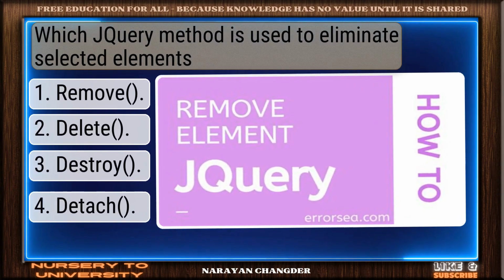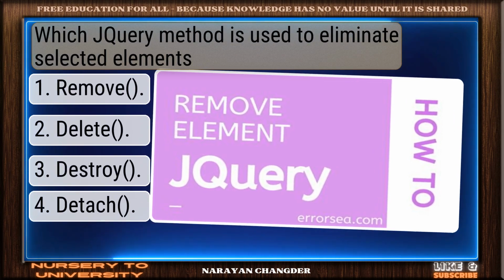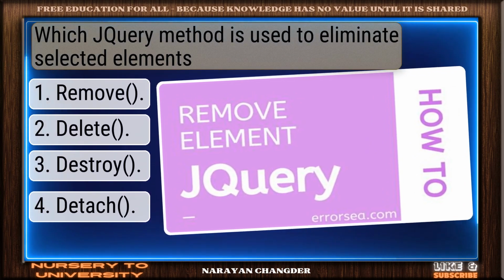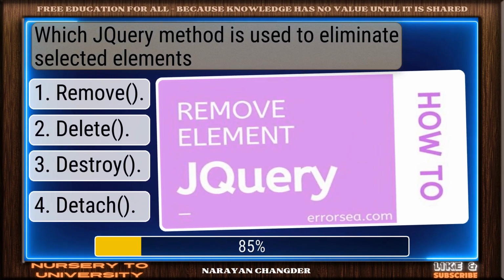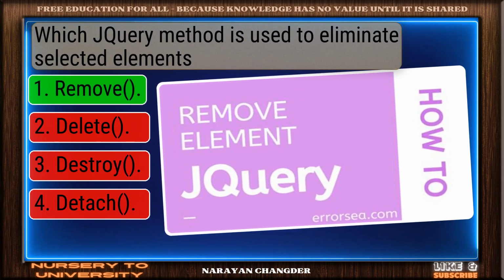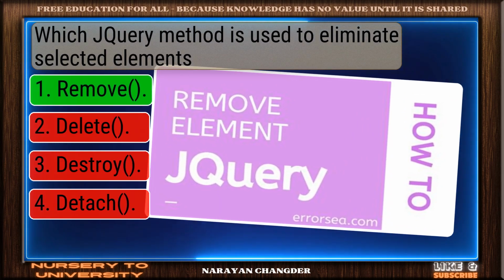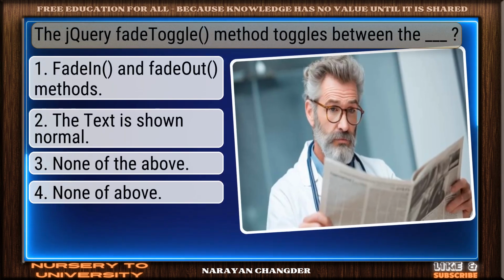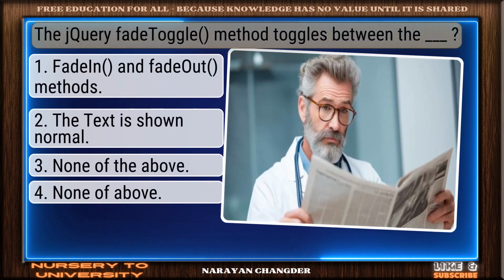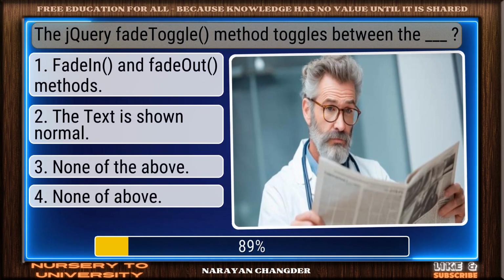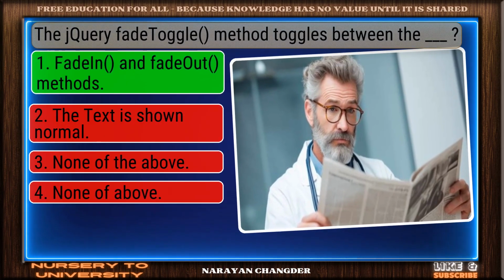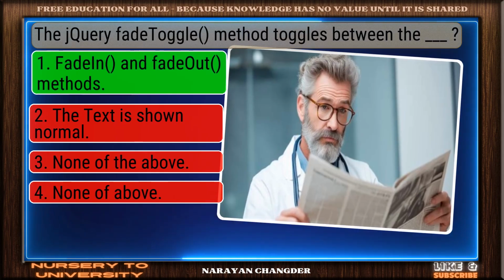Question number 17. Which jQuery method is used to eliminate selected elements? Well picked. Remove is the correct answer. Question number 18. The jQuery fadeToggle method toggles between the dash. On track. fadeIn and fadeOut methods is the correct answer.